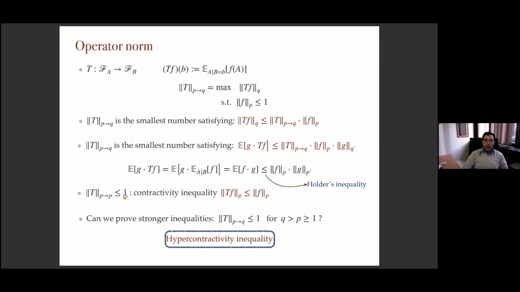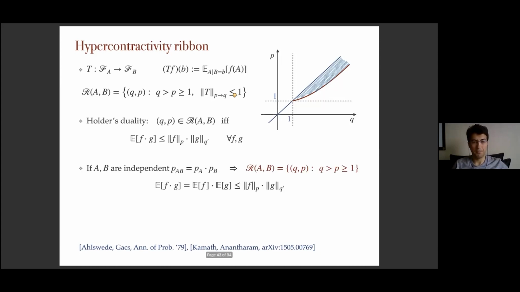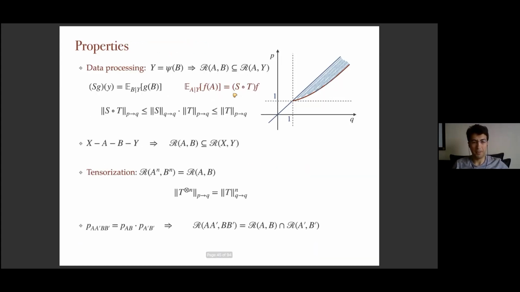Then in fact, this contractivity and hypercontractivity asks whether the norm is exactly equal to 1. So I defined the hypercontractive ribbon by asking when this is less than or equal to 1. I could have asked whether this is equal to 1. These are the same questions. Okay, thank you. Okay, yeah, that's why we have this equality.